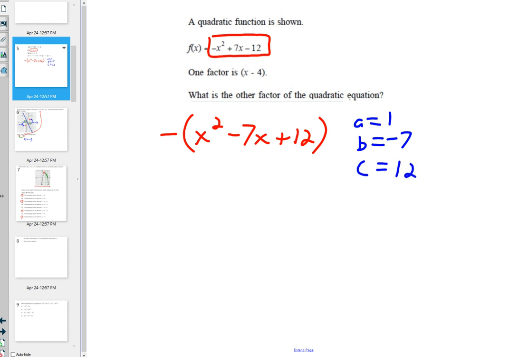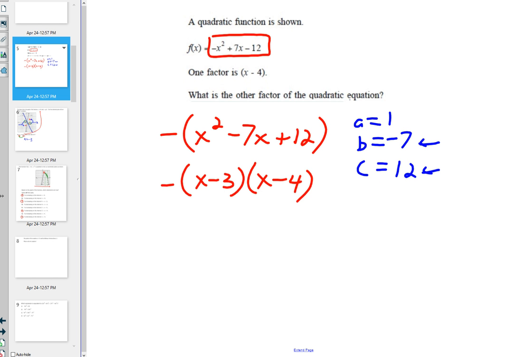We always like it when A is 1. That way we don't have to do any special steps. Can you think of two numbers that multiply to give you 12 and add up to -7? They've already given you one of them. -4, sure. -3 times -4 gives you positive 12, and again it gets -7. So if I were to completely factor this, I would have the negative on the outside, the x minus 3, and the x minus 4.